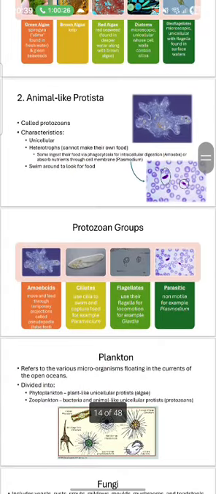Then protozoan groups. So they are amoeboids, ciliates, flagellates, and parasitics. So the amoeboids move and feed through temporary projections called pseudopodia, which are false feet. Ciliates use cilia to swim and capture food, for example, paramecium. Then flagellates use flagella for locomotion, for example, Giardia. Parasitic are non-motile, for example, Plasmodium.